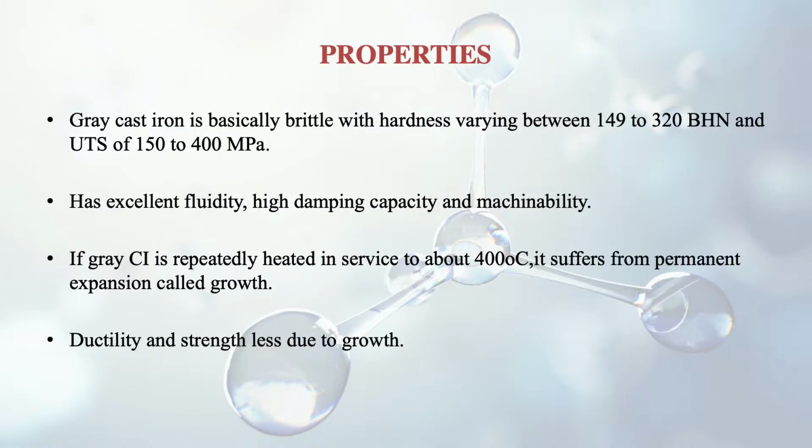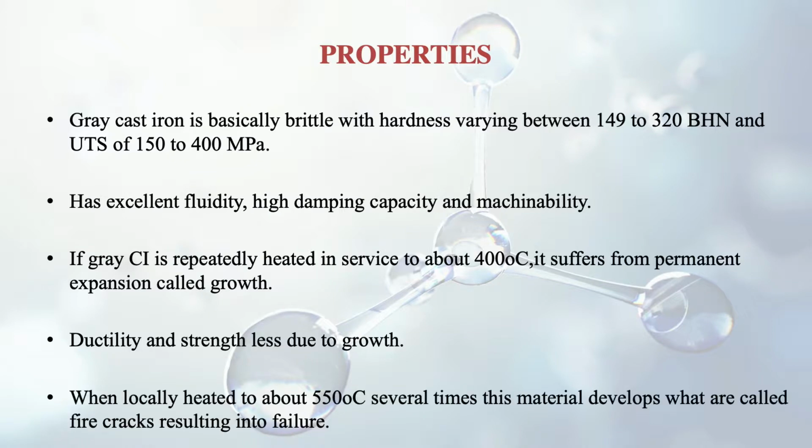Ductility and strength due to this growth will then be less. When locally heated to about 550 degrees centigrade several times, this material develops what are called fire cracks, resulting in failure. So suppose this grey cast iron specimen is there, and at a certain point we are heating this specimen up to 550 degrees centigrade, and we are doing this repeatedly, then what will happen? Cracks will develop. These are known as fire cracks, and ultimately the specimen will fail.